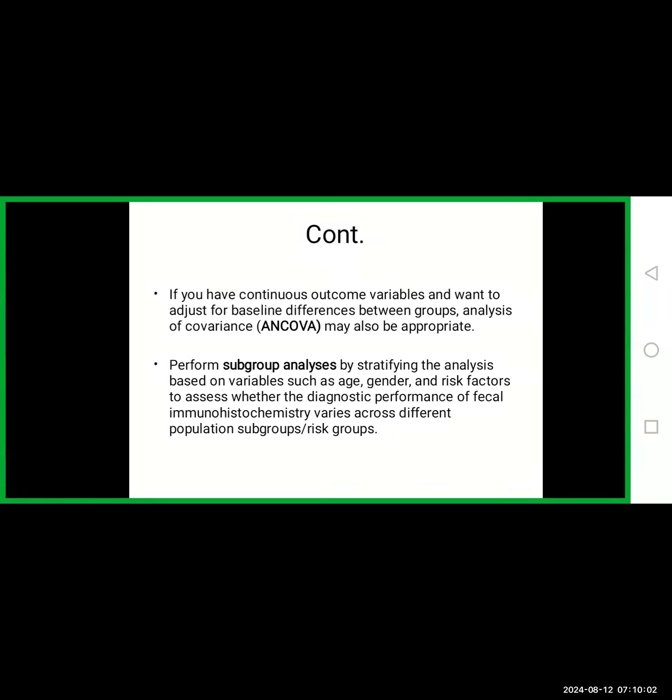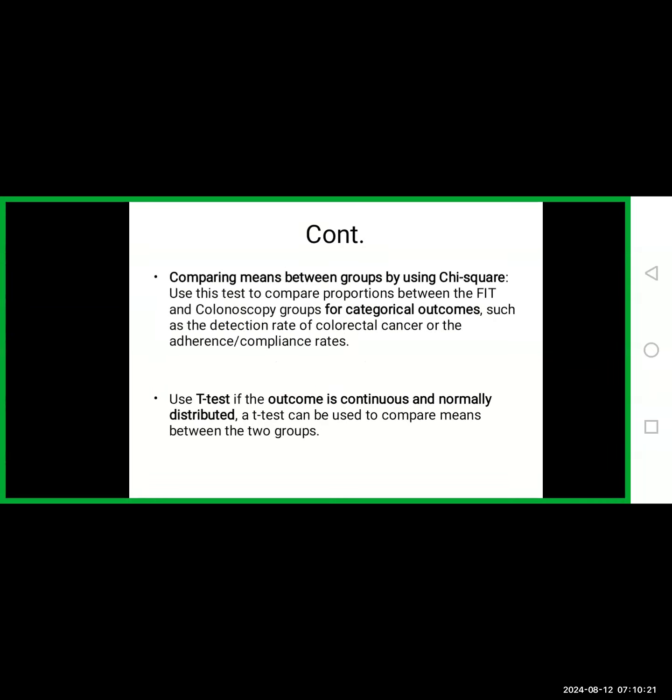Then if you have a continuous outcome variable and want to adjust for baseline differences between groups, analysis of covariance, ANCOVA, may also be appropriate. Perform subgroup analysis by stratifying the analysis based on variables such as age, gender, and risk factors to assess whether the diagnostic performance of the fecal immunochemical test varies across different population subgroups and risk factors.